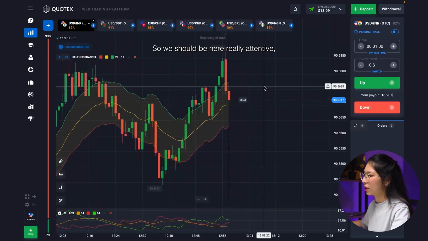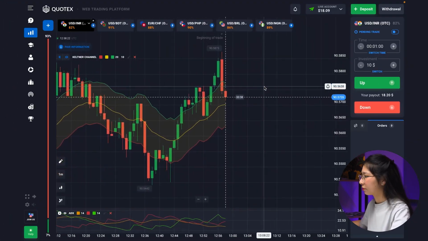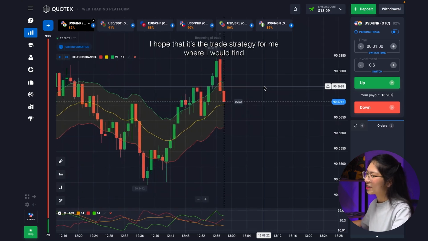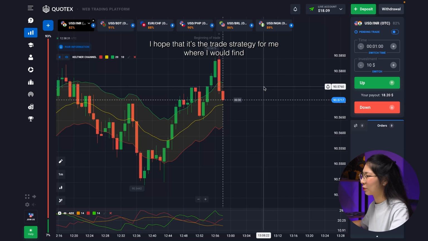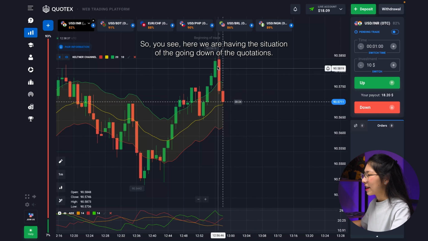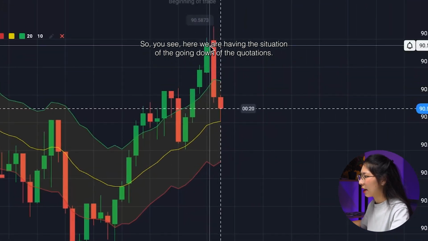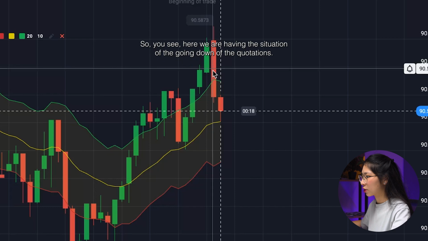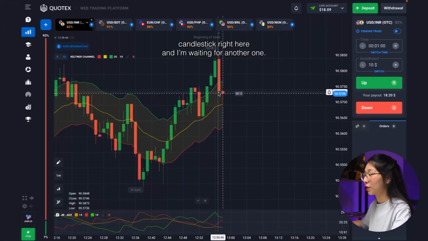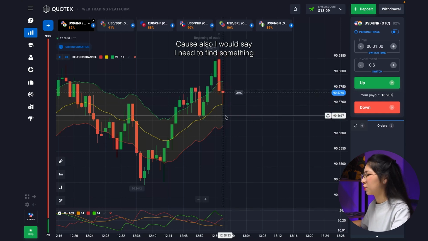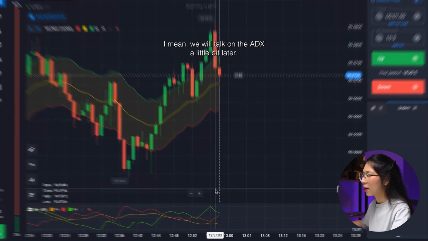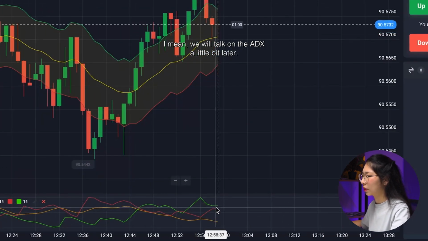So we should be really attentive here, because I need to make only positive trades. I hope this is a trade strategy where I would find the whole quantity of positive trades. You see here we have a situation of going down with the quotations. This is a strong red candlestick right here, and I'm waiting for another one, because I need to find something relevant in terms of the ADX. We'll talk about the ADX a little bit later.